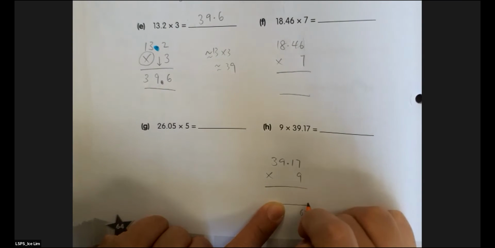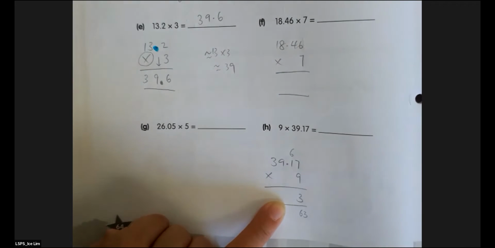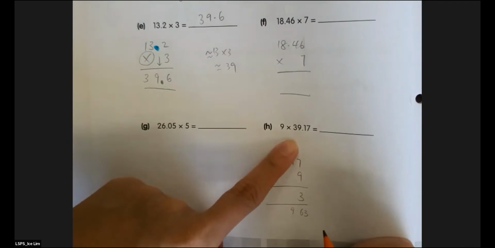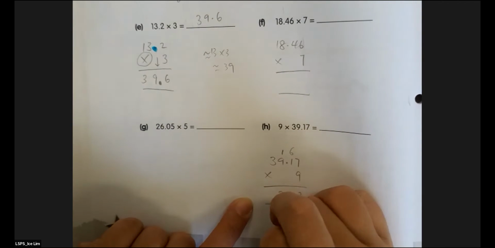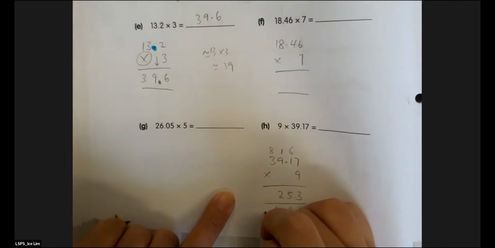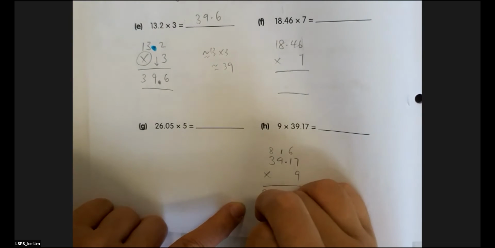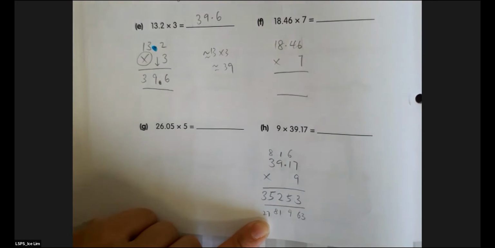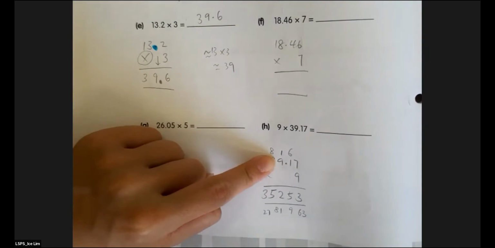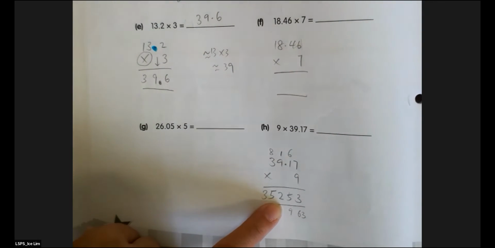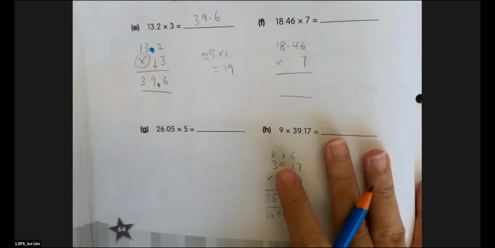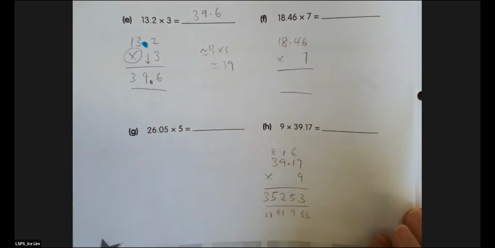7 times 3, 63. 7 times 9, 63. 1 times 9, 9. 9 plus 6, 15. 9 times 9, 81. 81 plus 1, 82. 3 times 9, 27. 27 plus 8, 35. Now, if I were to look at this as a whole number, 3,917 times 9, it should give me the answer 35,253. But this time, again, is a decimal.